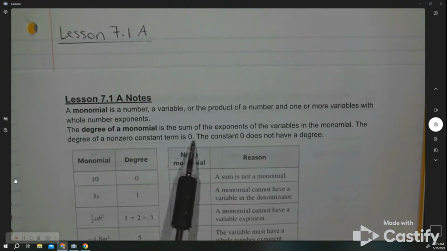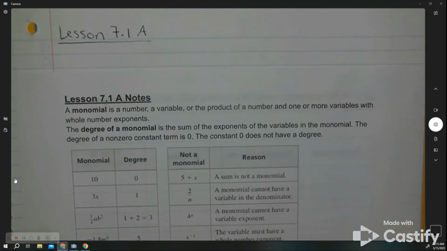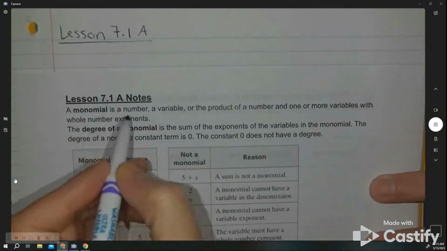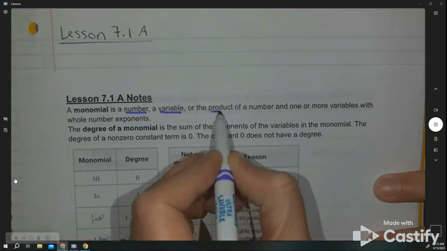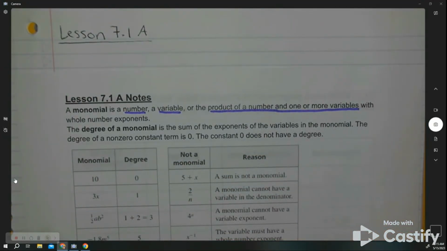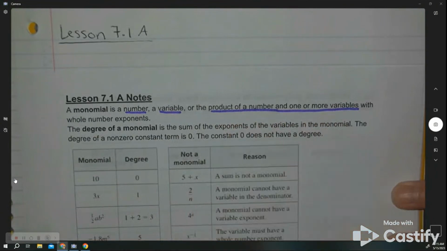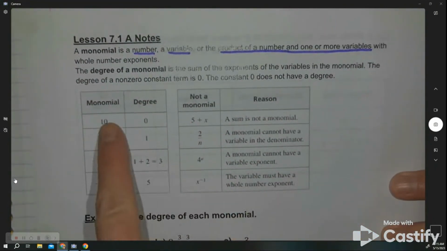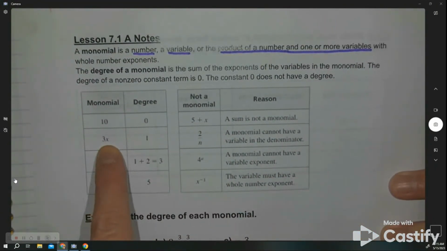The degree of a non-zero constant term is 0. The constant 0 does not have a degree. So in order for it to be a monomial, we can have a number, a variable, or the product of a number and one or more variables. Now remember, product means multiplication. So if you look down here at these examples, we've got just our number, and we've got our number and a variable, so those are multiplied.